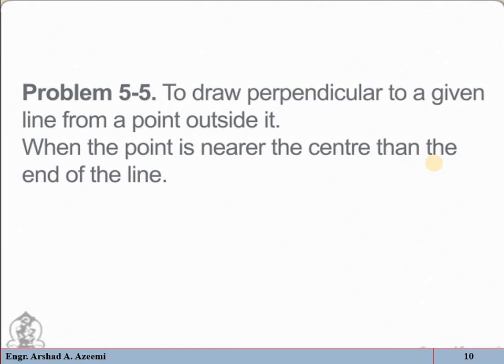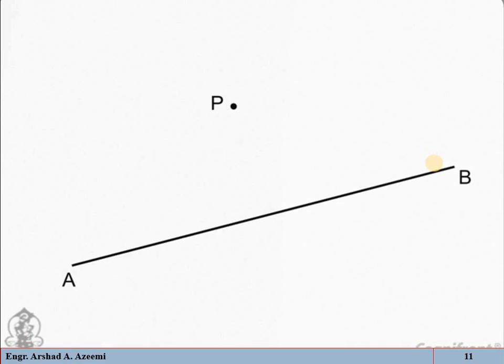Now we have to draw a perpendicular to a given line from a point outside it when the point is near the center. Suppose we have a given line AB and the point P is given. Now we have to draw a perpendicular to this AB line which will pass through point P.